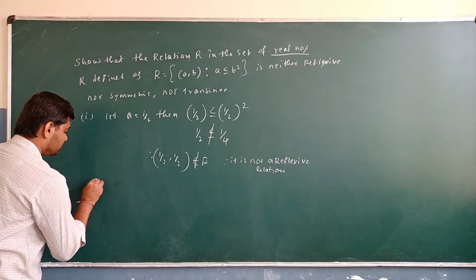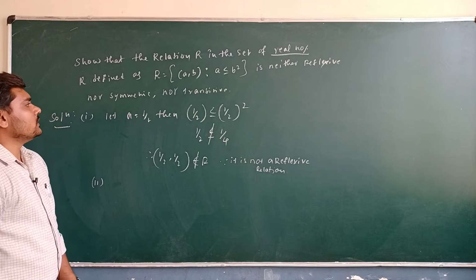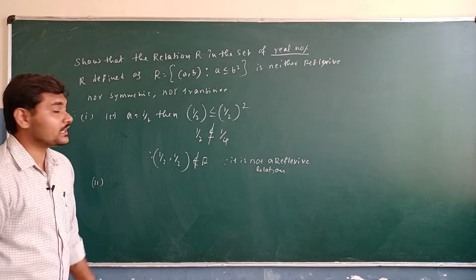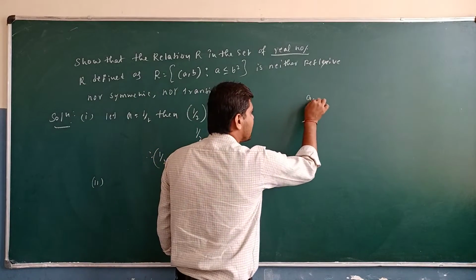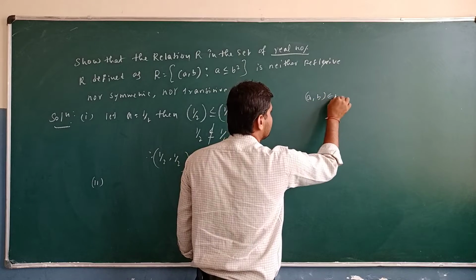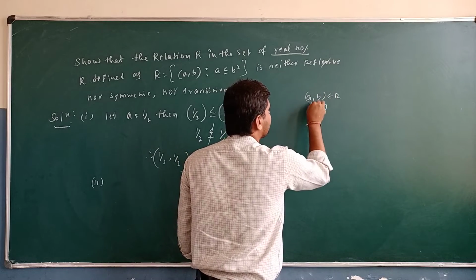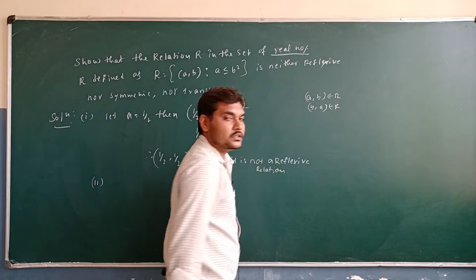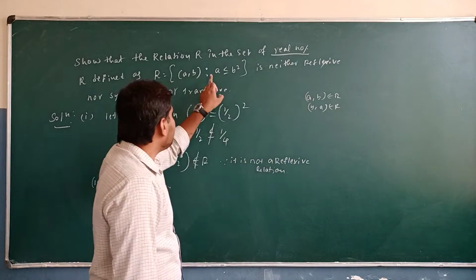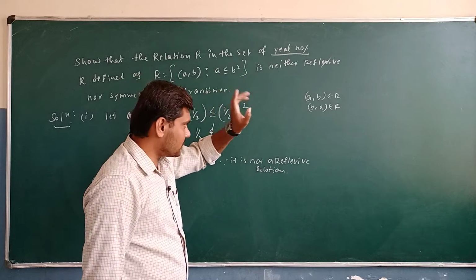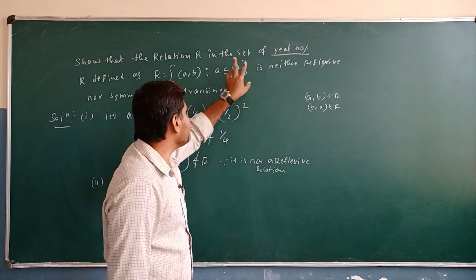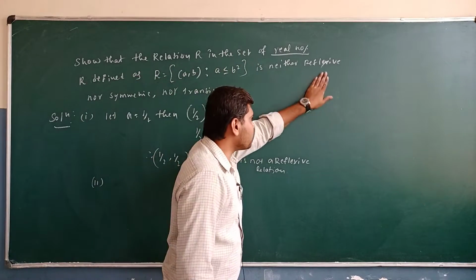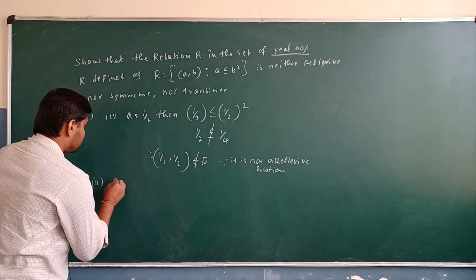Second, we need to verify the symmetric relation. If (a, b) is in the relation R, then (b, a) must be in R. That means a less than or equal to b square, and b must also be less than or equal to a square. We need to show this property here.